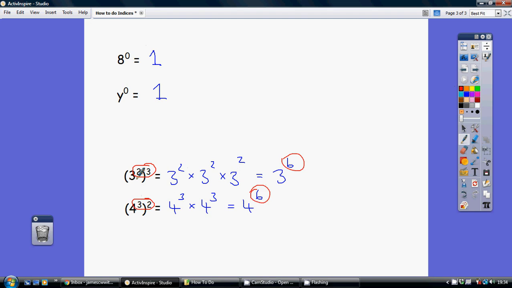So where you have a power within a bracket and a power on the outside of the bracket, just multiply these numbers together. So if we had, for example, 8 to the power of 3 all to the power of 5, the answer to that would be 8 to the power of 15. 3 5s are 15.